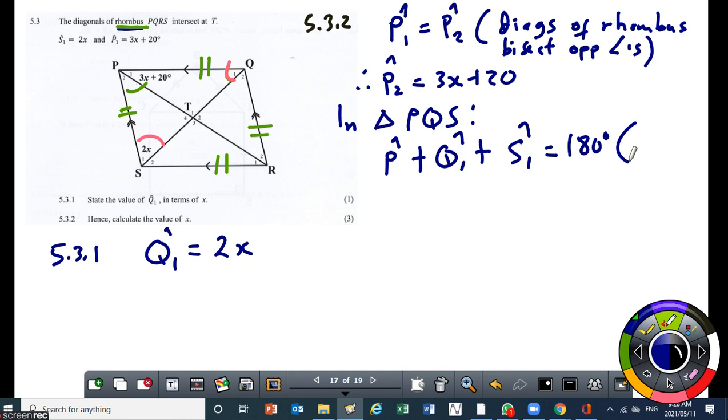Can you come again? Also, for Q1, 5.3.1, Q1 is supposed to equal S2, not 2x, which is this one, because it's ultimate angle. No, you're making a mistake there. Okay, look here. I'm going to clarify this again. Do you agree with me?